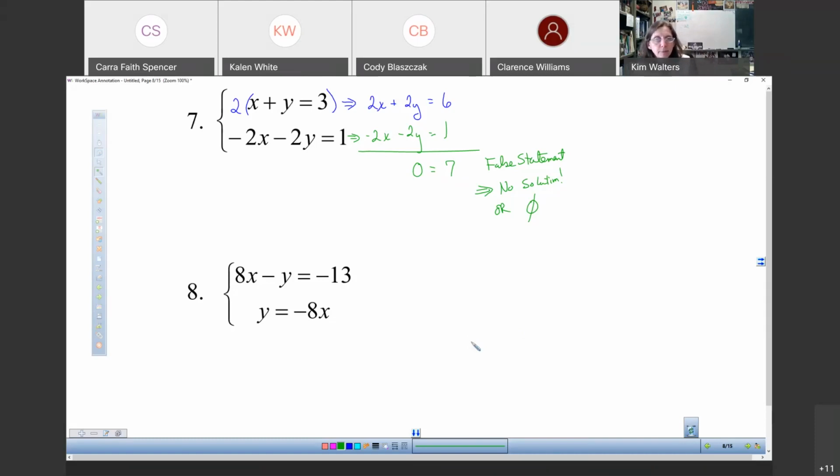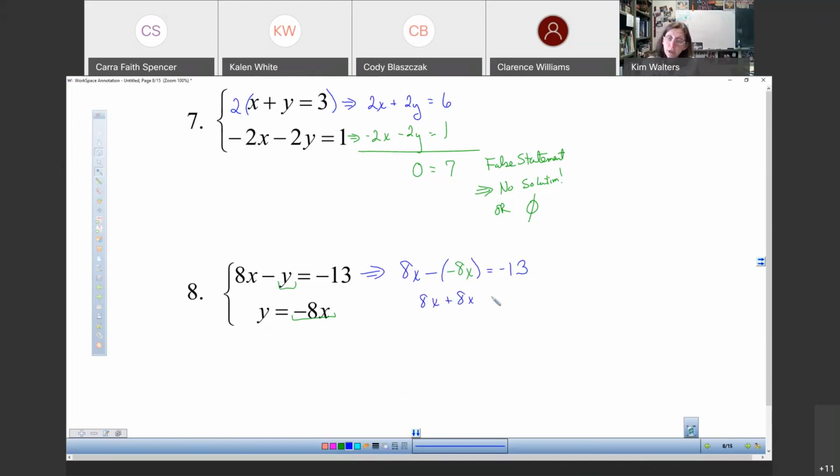This one is a little bit different because the equation I'm substituting is the second one. And so that's one of the reasons I did this, to give you just a little bit of a different feel for this. So I'm going to take the fact that y is equal to negative 8x and I'm going to substitute it into this equation, okay? So my first equation then is going to become 8x minus, and in place of y, I'm going to substitute negative 8x, and this is all going to be equal to negative 13.